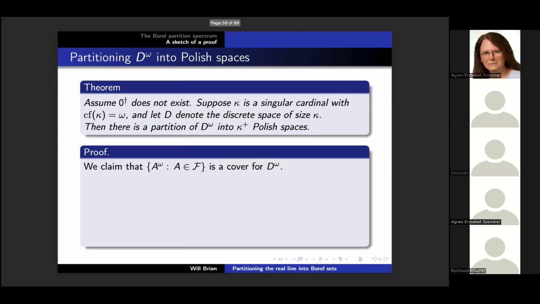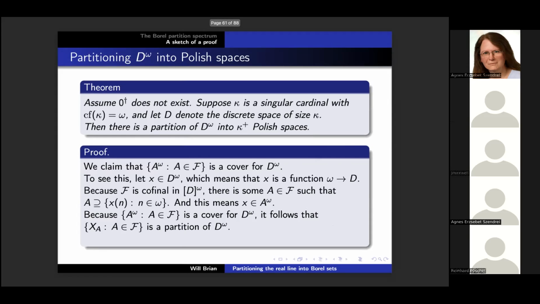The X_A's are also a covering because of how we define them and because the A^ω's are. But if they're a covering, they're also a partition because for each X_A, I've explicitly removed everything that went into all of the previous X_B's. So we have a partition of D^ω. The partition seems to have the right size because F has cardinality κ^+. I'm waving my hands here a little bit. But instead of focusing on the size of F and proving that it really is κ^+, I just want to point out why the X_A's are actually Polish. So why are the members of this partition Polish spaces?